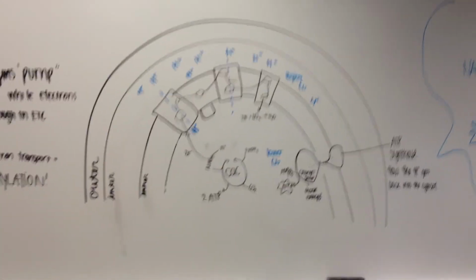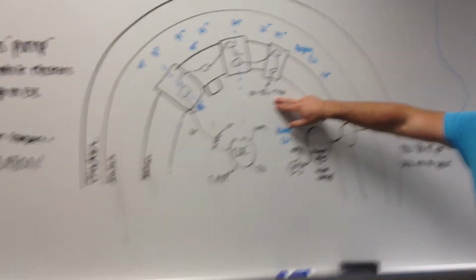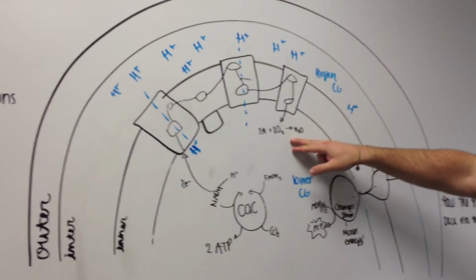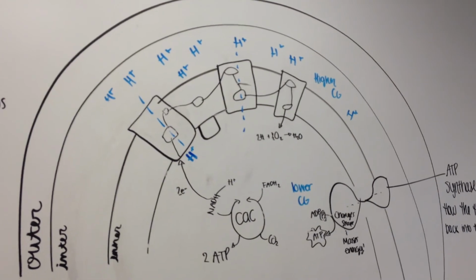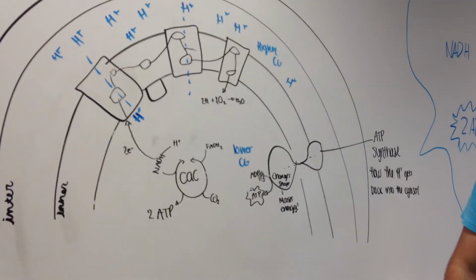Don't forget, the electrons at the end of the electron transport go into oxygen. Oh yeah, and as a final acceptor, oxygen takes electrons, and it expels water. I'm teasing.